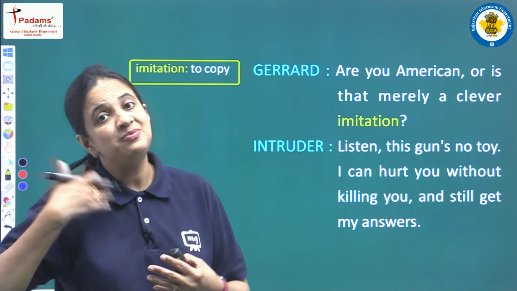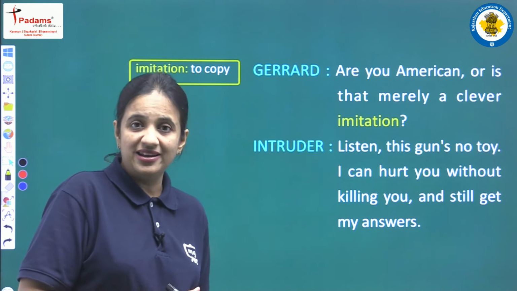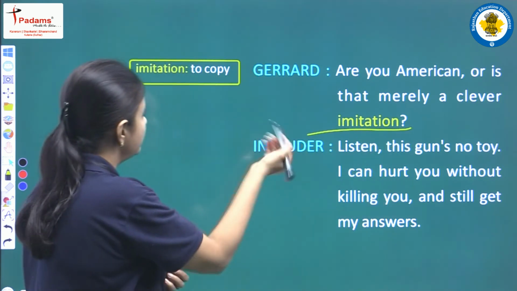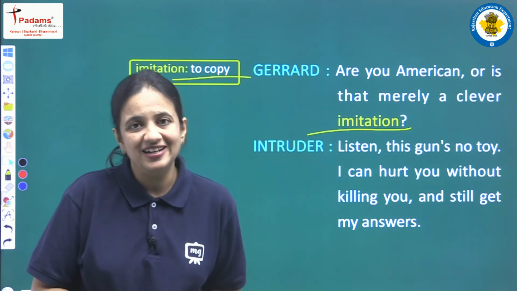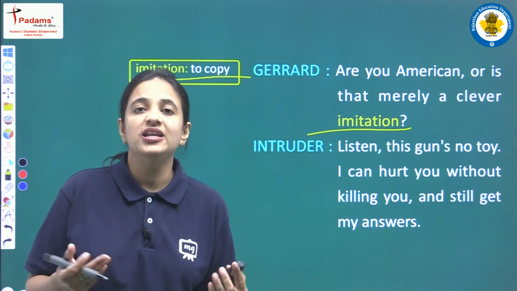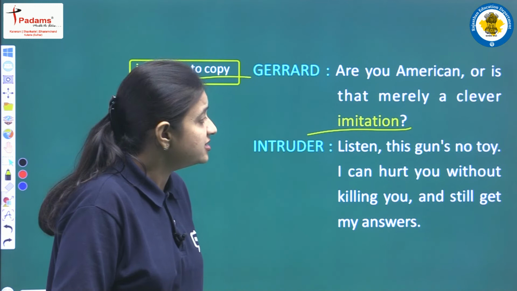So Gerald is playing his own game. Now he is saying, are you really an American citizen or merely a clever imitation? Imitation means to copy something. So Gerald is asking whether the accent you have is only a kind of imitation.